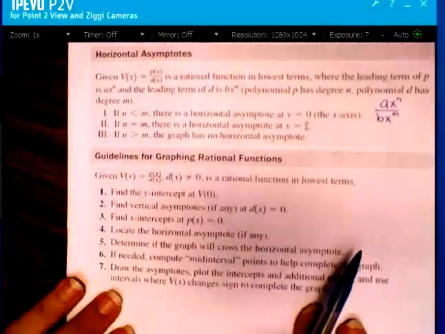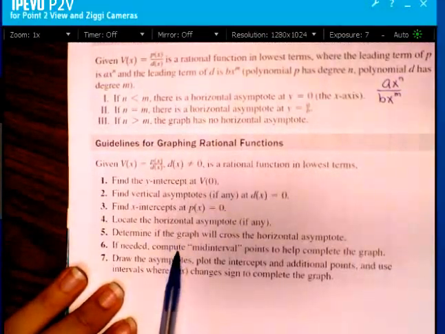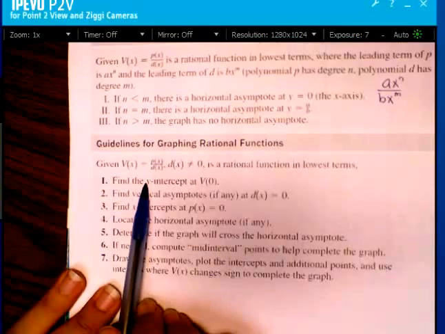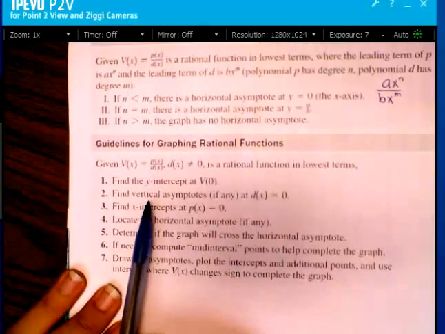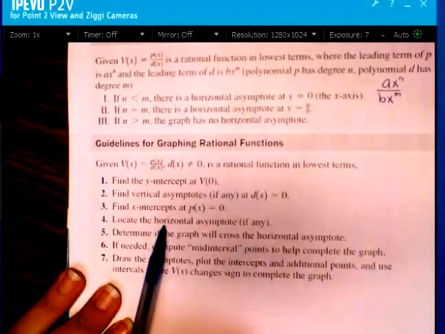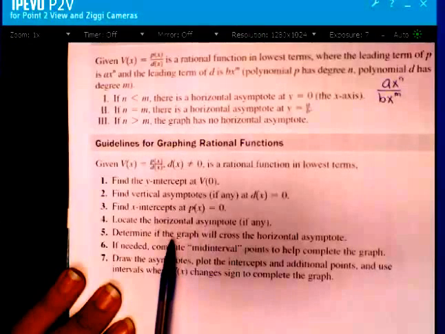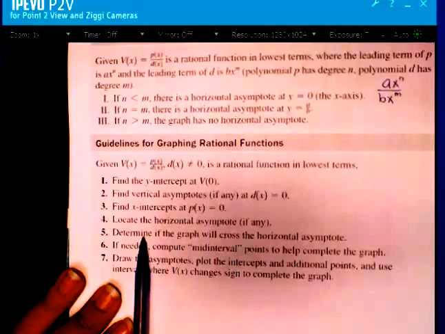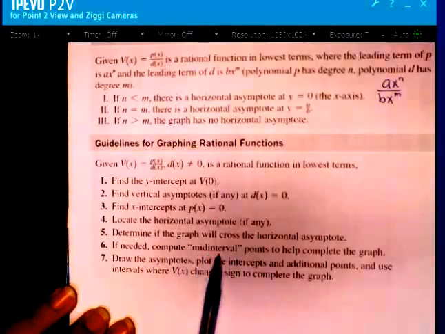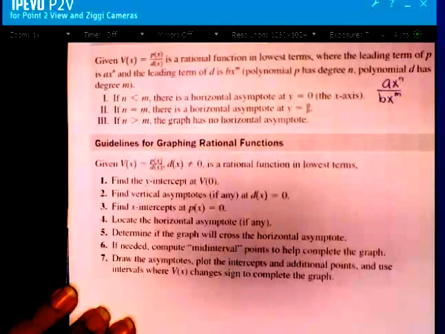Okay, and then these are the guidelines for graphing rational functions. I'm going to go ahead and follow them. So we're going to find the y-intercept, we're going to find the vertical asymptote, we're going to find the x-intercept, we're going to locate the horizontal asymptote if there is any. We're going to determine if the graph will cross the horizontal asymptote. If need be, we're going to compute mid-interval points, and then we're going to plot all of that information to graph our function.